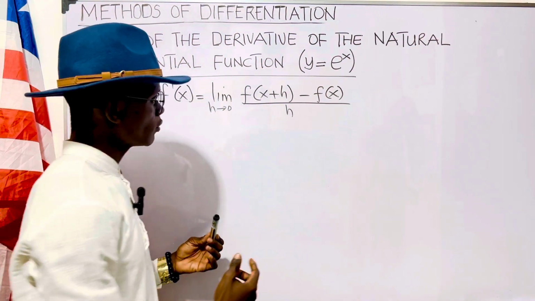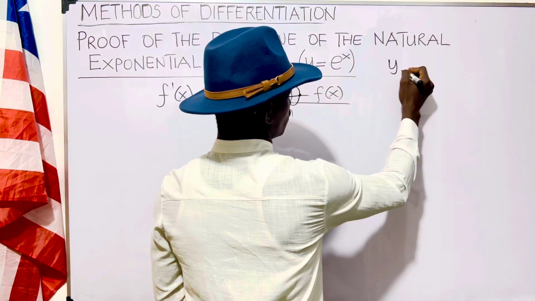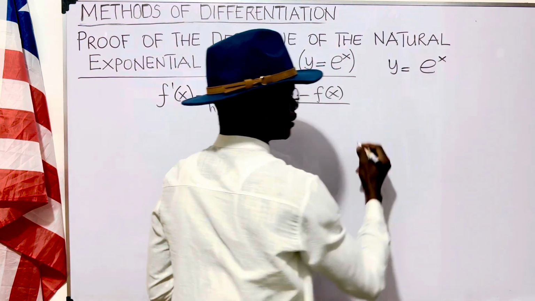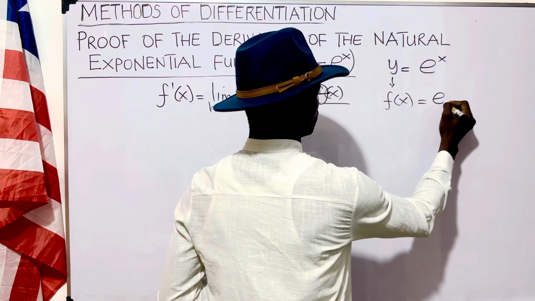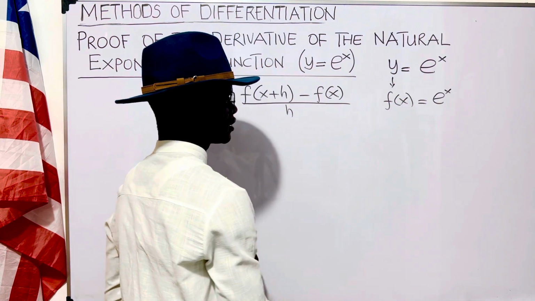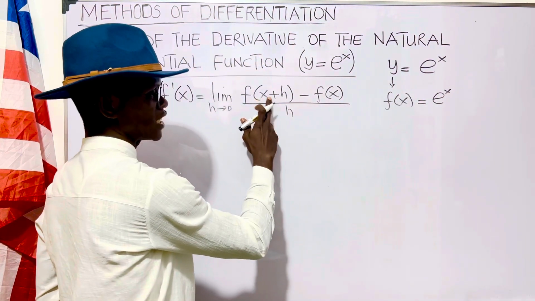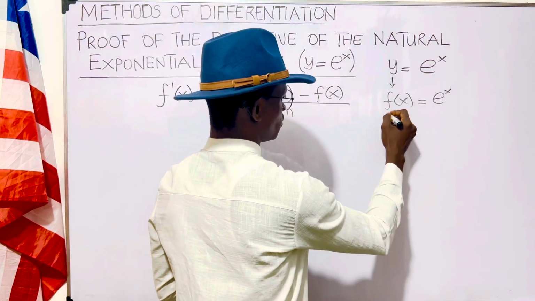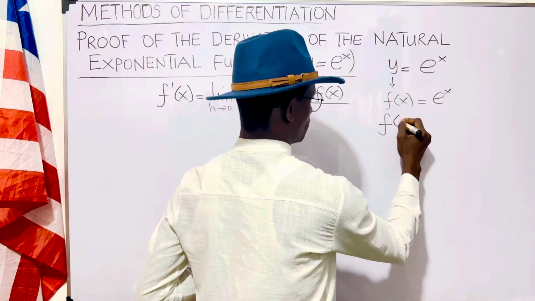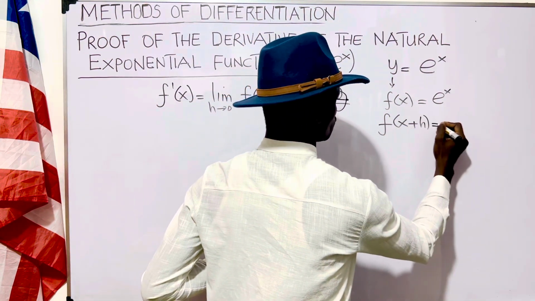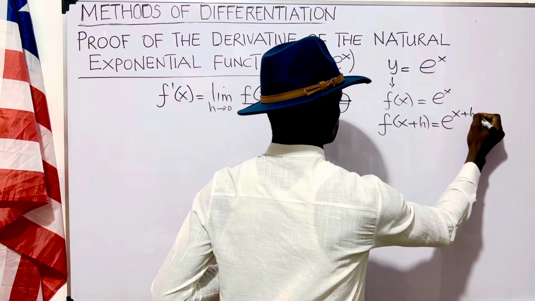So now we have the function f of x. When a function y equals e raised to the power x, this y can be replaced with f of x. So we know f of x is equal to e raised to the power x, but we don't know f of x plus h. So we can just replace this x with x plus h. Wherever we see x on the right hand side, we must replace it with x plus h.